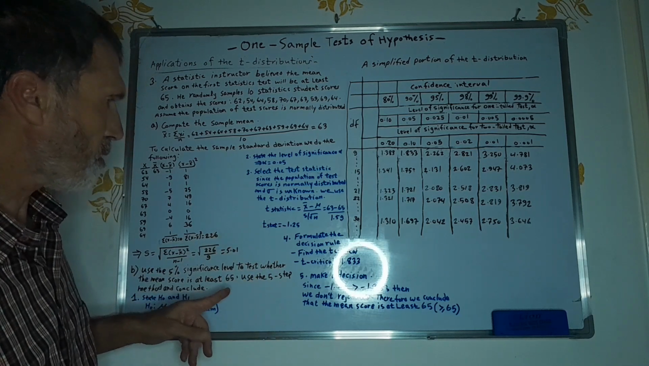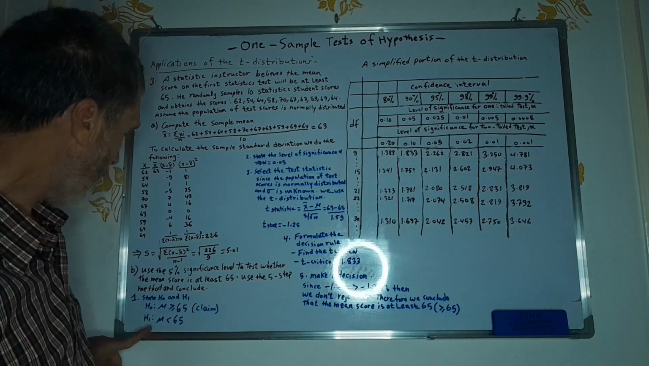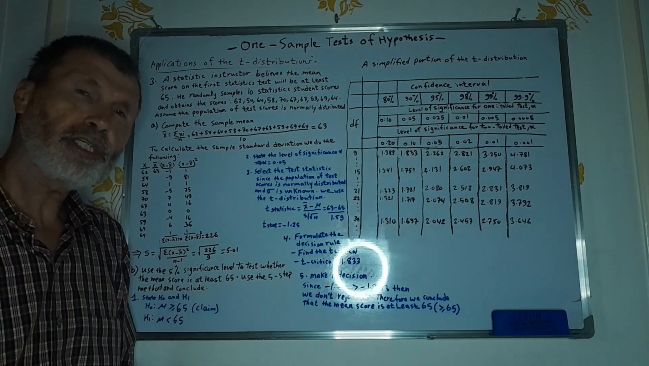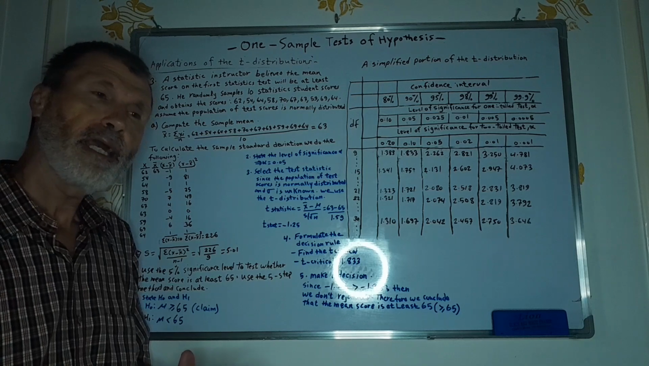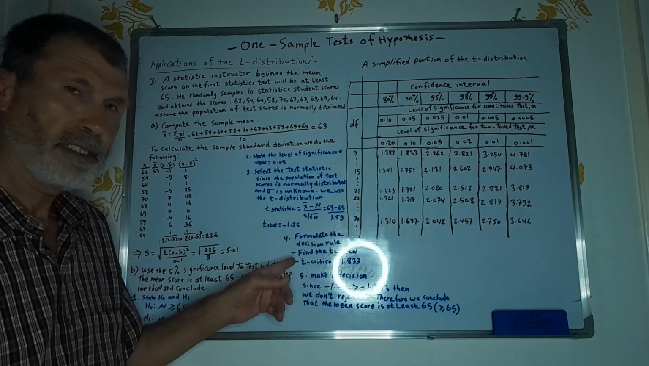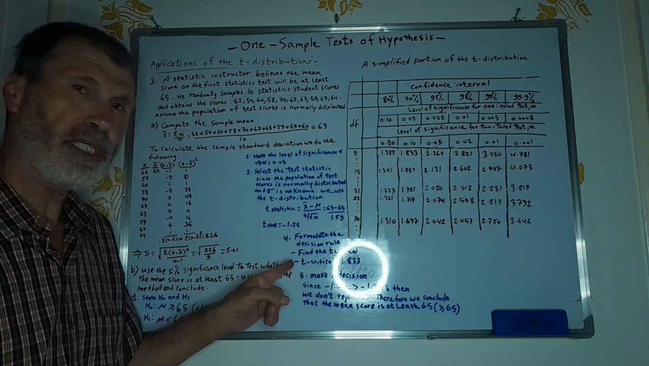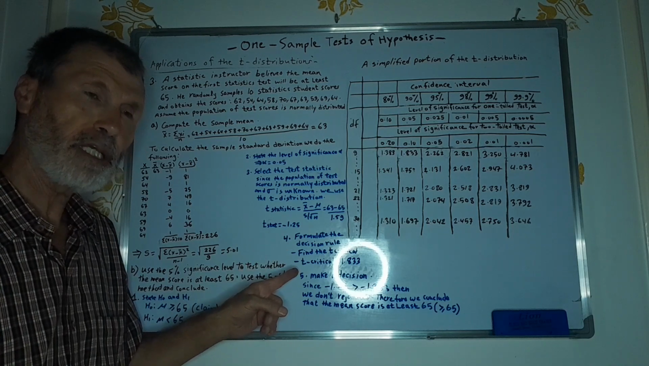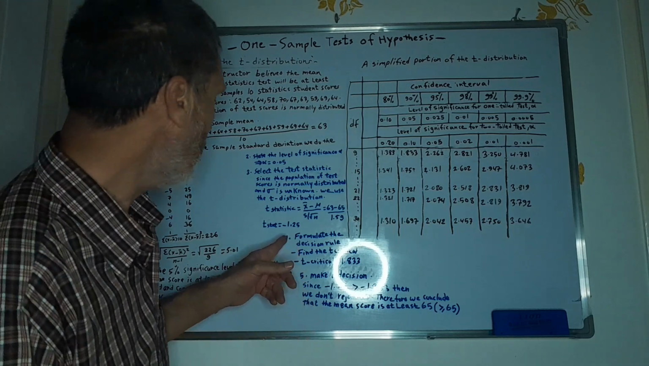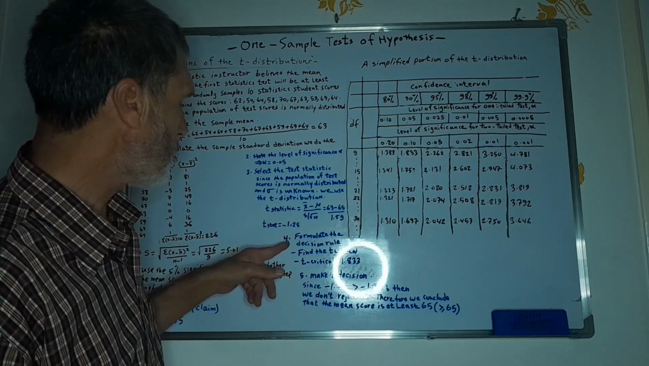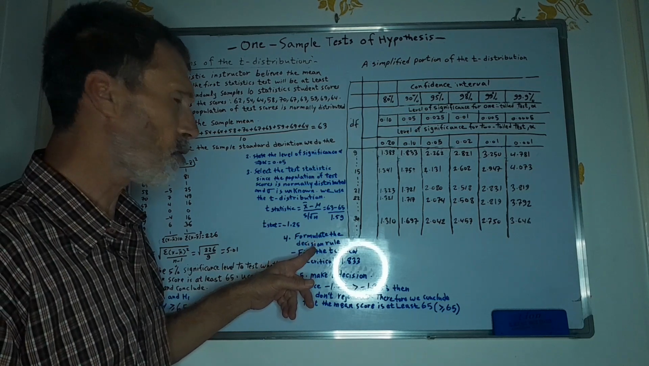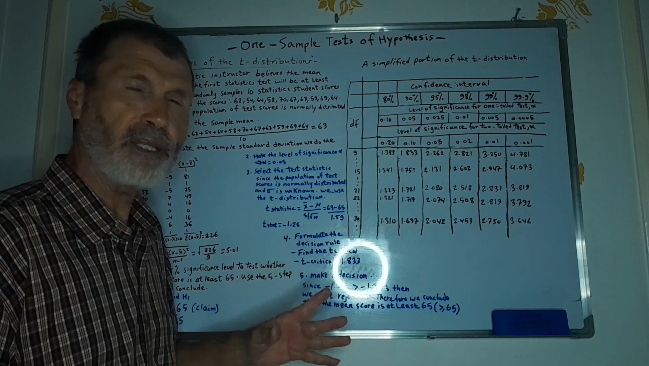Remember here that the alternative hypothesis is mu less than 65. So the rejection region is going to be in the left tail. It's going to be negative. So whatever value of the t critical we calculate, we have to use the negative of it because we are in the left tail. So now we go to formulate the decision rule, which is found by calculating the t critical.